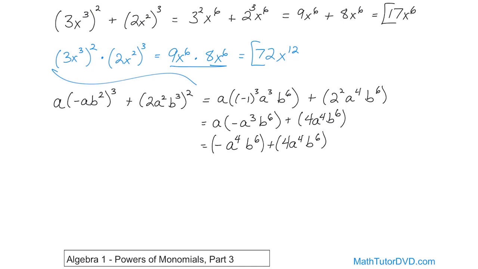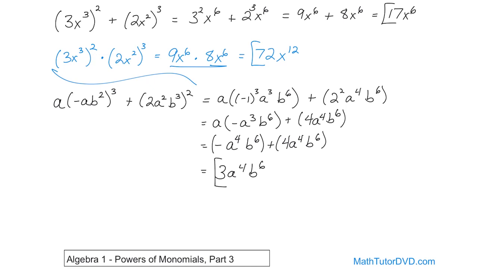Now look what happened. Now we have a to the 4th, b to the 6th, and here we have a to the 4th, b to the 6th. So in order to add monomials together, they have to be like terms. And the only way they're like terms is if all the variables match and all the exponents match. So because everything 100% matches, these are like terms, and I can add the numbers. This is negative 1 plus a positive 4. What's the answer? 3 times a to the 4th, b to the 6th. 3a to the 4th, b to the 6th. And that is the final answer.